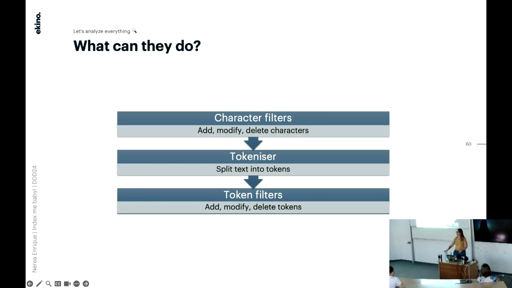And there are 3 types of analyzers. There are character filters, which, quite simply, add, delete, and modify characters in the text. Then we have the tokenizers, which we saw before what they do, and the token filters, which do the same thing as the character filters, but on tokens.